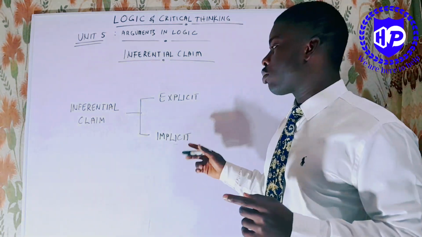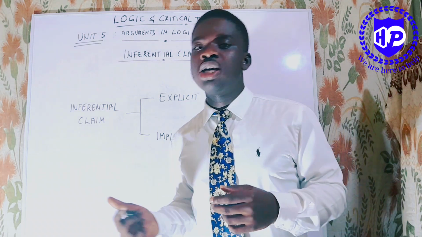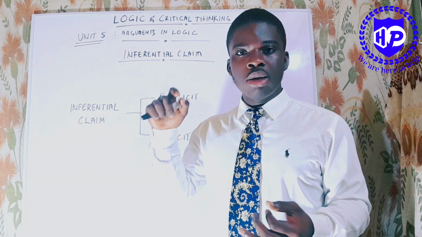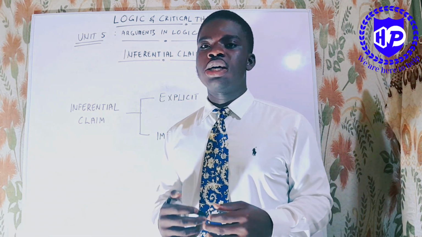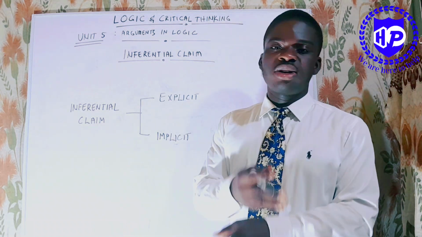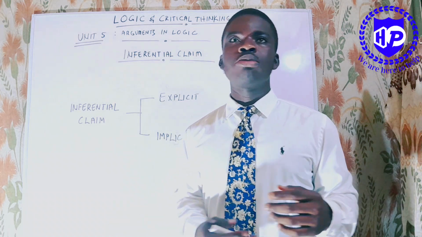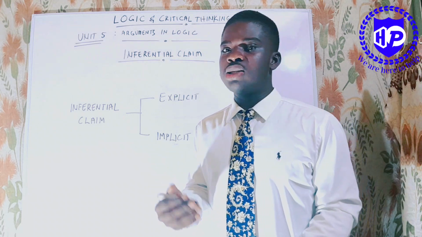Now, examples of indicator words for the conclusion can be therefore, so, it means that. And indicator words for the premises can be reason being, because.